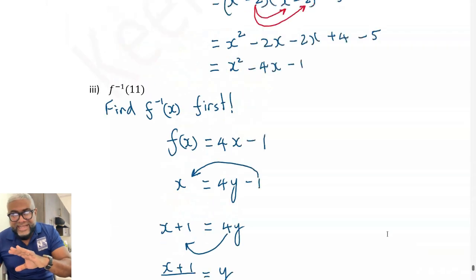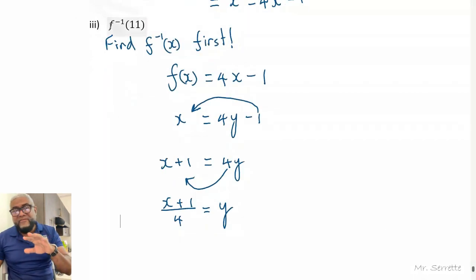So you get a chance to see that again. Right. If I want to find f negative 1 of 11, I must find my inverse first, right? I replace f of x with x. I replace x with y. I'm going to proceed to make y the subject.